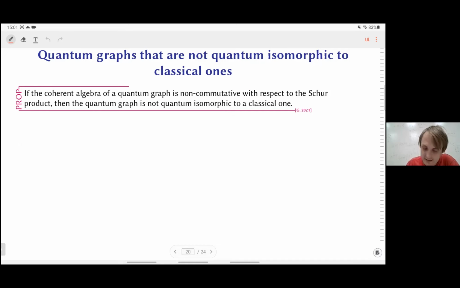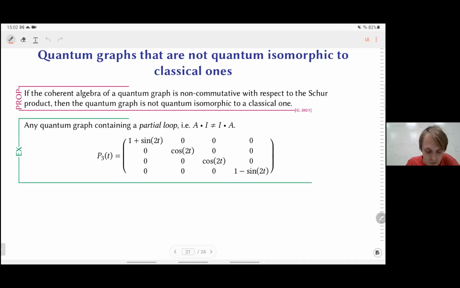The point is that it's enough to construct some graph where, given this coherent algebra, the Schur product is non-commutative, because classically it's the entry-wise product of matrices, and therefore it must be commutative. So if it is non-commutative, then it is truly quantum, or truly quantum non-isomorphic. And I constructed some examples here.